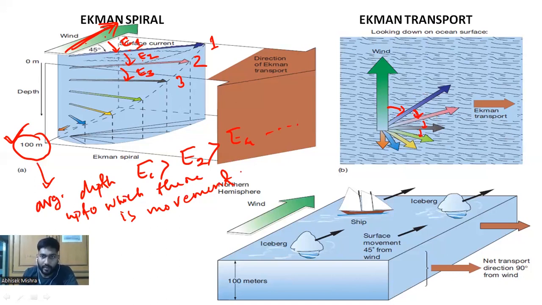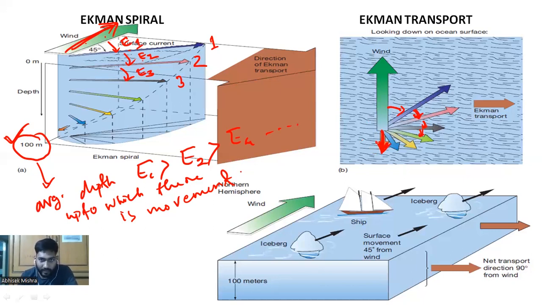The deflection is increasing from the topmost layer to the layer which is at 100 meter depth, or which is at the maximum depth up to which there is motion. So this deflection is increasing, and it will become opposite to the wind direction at a certain level. The deflection is increasing towards the right, and then towards the right, and then towards the right, and finally it will become opposite to the direction of wind.